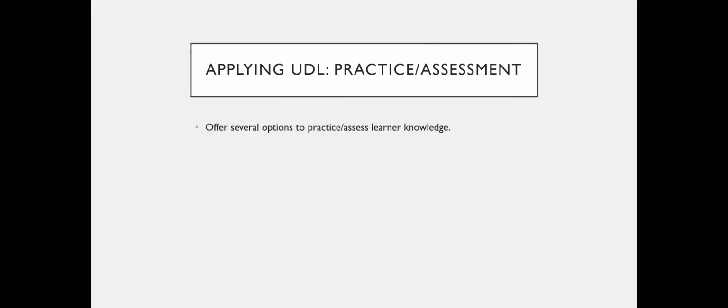So when it comes to practice or assessment, under universal design, you would offer several options for your learners to practice or assess their knowledge. An example would be if you had an online class discussion with a prompt, they could be given an option of how to respond to that prompt and how to participate in the class discussion.